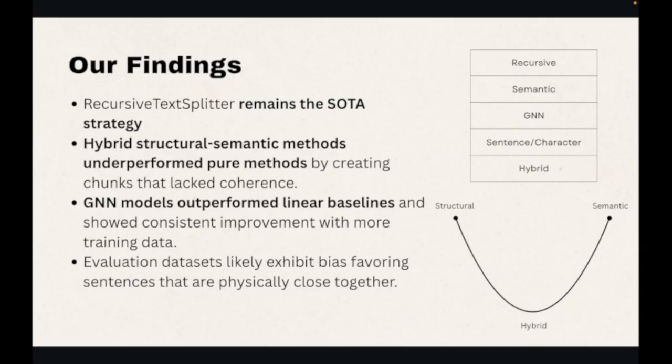One of the more surprising results was regarding hybrid methods. We found that combining structural and semantic weights actually led to worse performance than using either method purely on its own. These hybrid chunks often lack coherence. Additionally, we strongly suspect that the standard evaluation datasets exhibited a bias towards linear structures, favoring sentences that are physically close together, which naturally disadvantages non-linear, non-sequential approaches like ours.